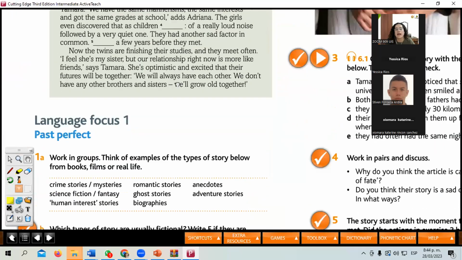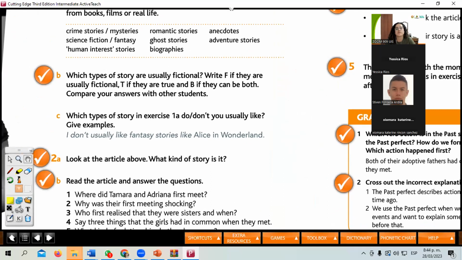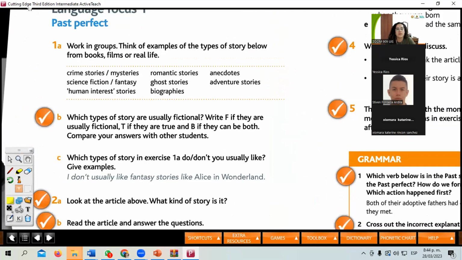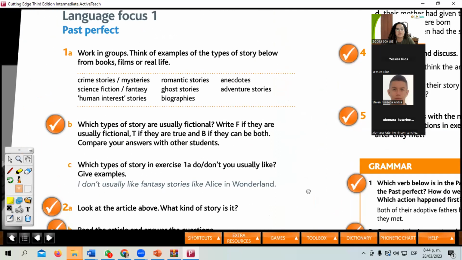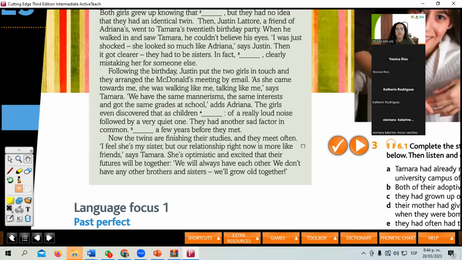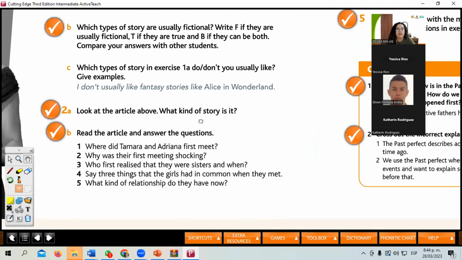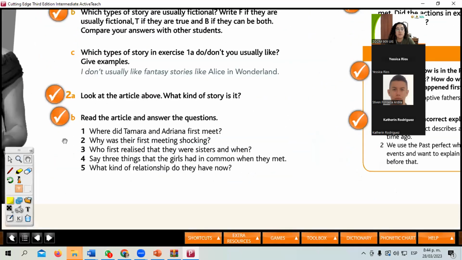So let's answer the first question and then we check if you have doubts about vocabulary. What kind of story is this? What do you think about the type of stories that we saw? Maybe anecdotes. Yes, we can say it's an anecdote. And is this fiction or true, real life? True, real. Okay, very good, guys.